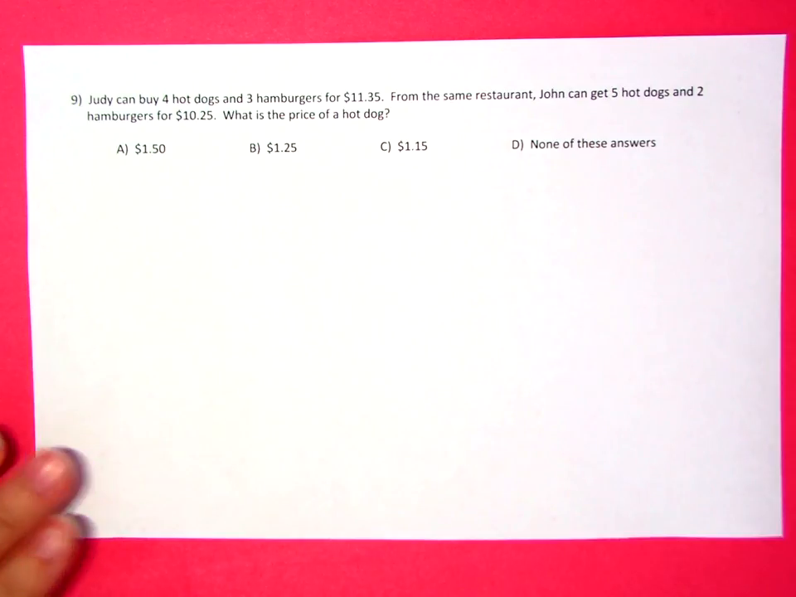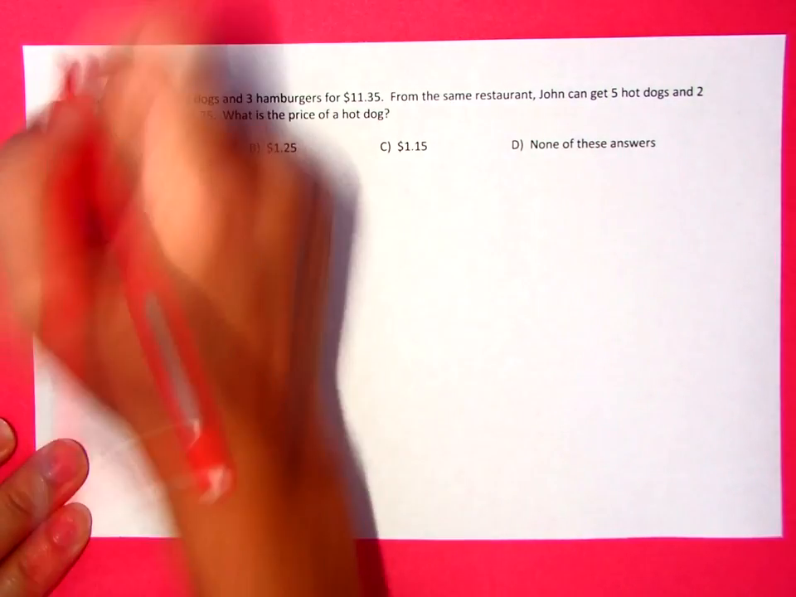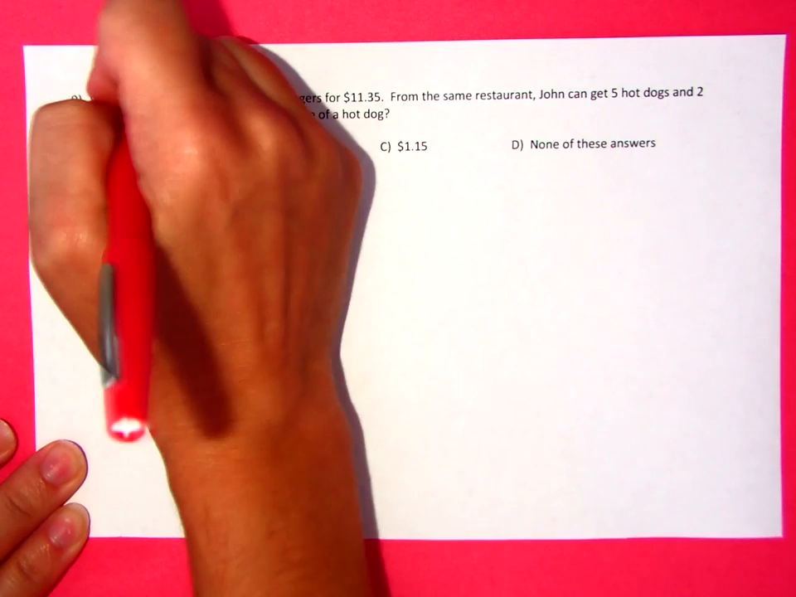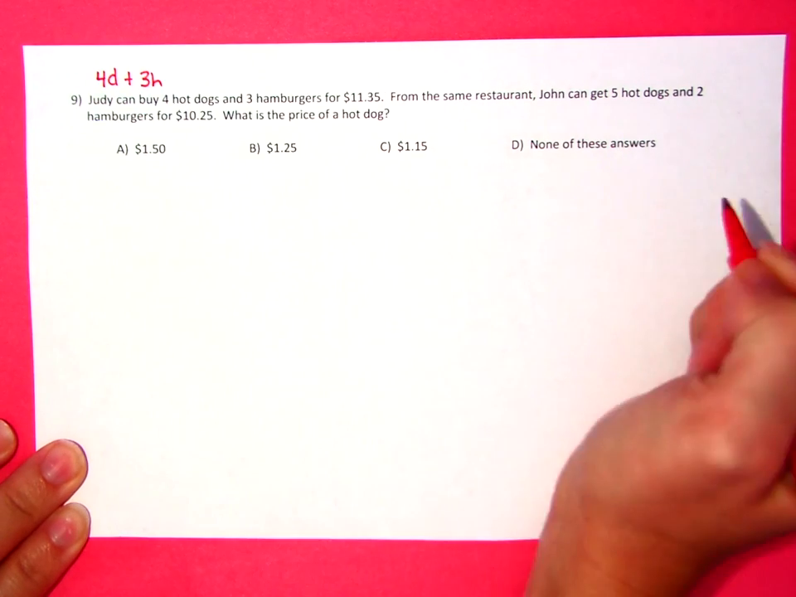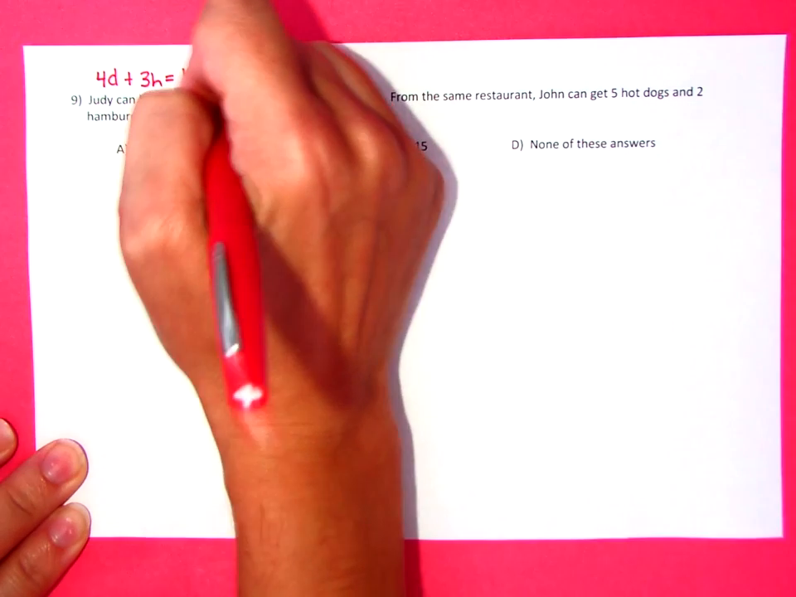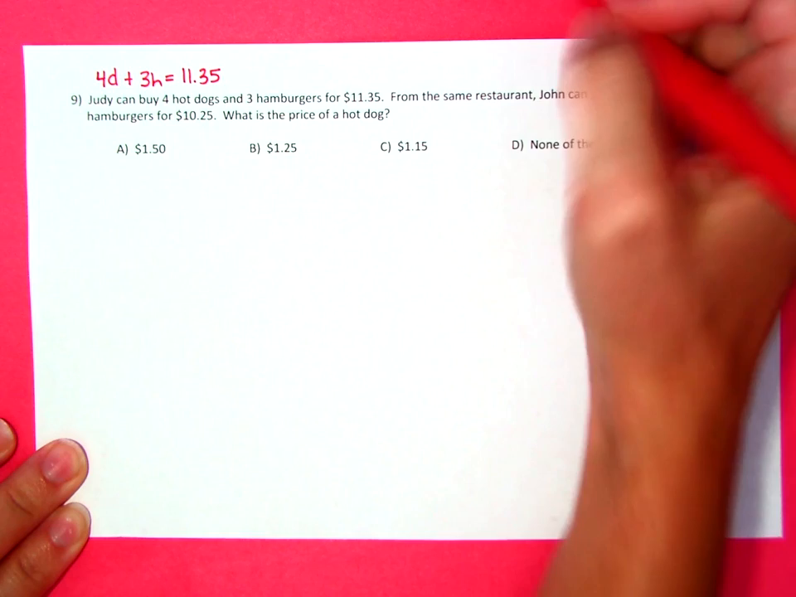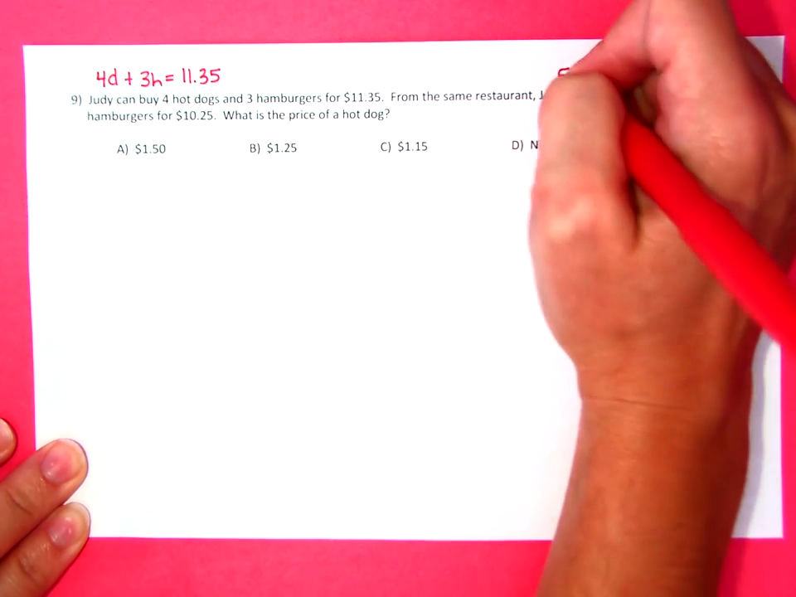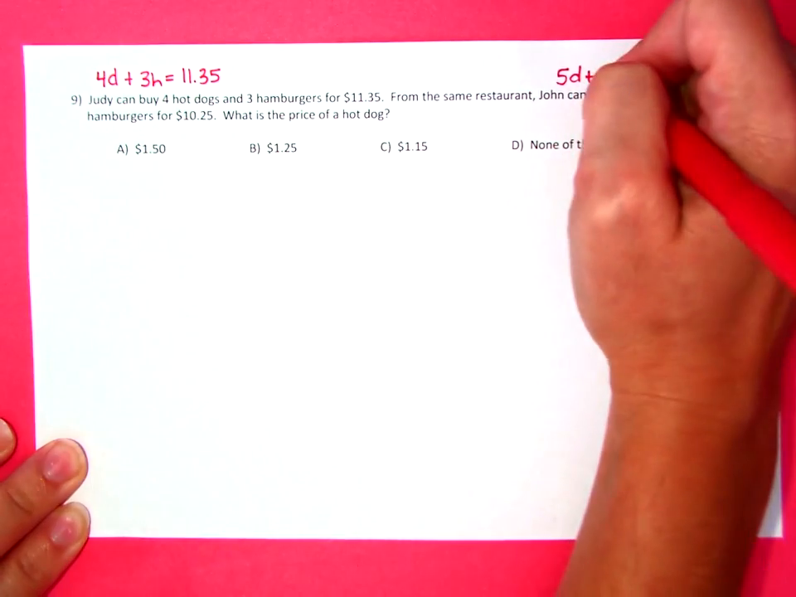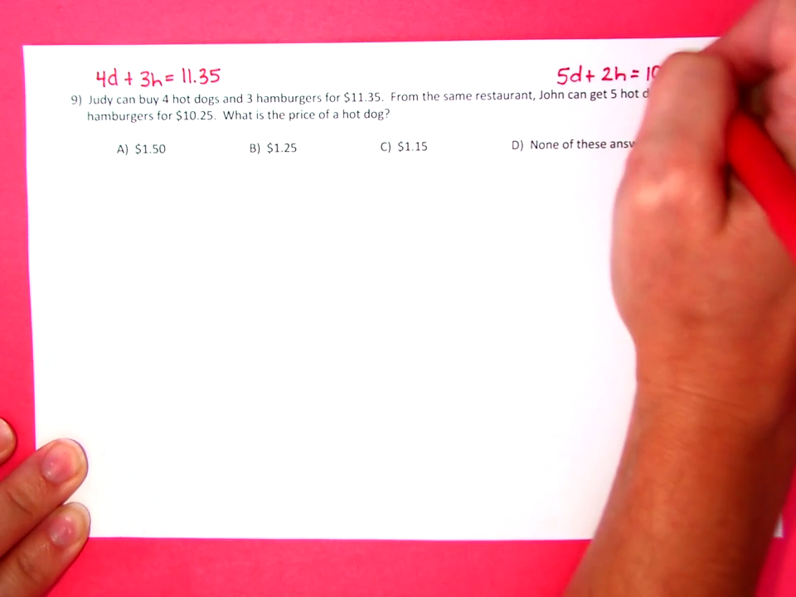Well, let's look at this because what I see is almost 2 different variables. It's supposed to be 4 times the price of a hot dog, and you're going to add that to 3 times the price of a hamburger, and that's going to give you your total of $11.35. So we have 2 variables involved in this. Let's look at this one over here. John can get 5 hot dogs, so 5 times the price of a dog, plus 2 times the price of a hamburger equals, that total would come to $10.25.